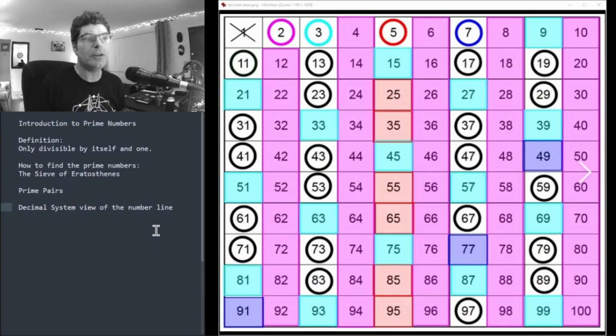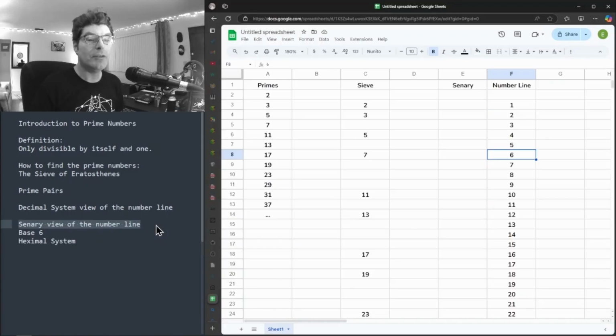Typically when we visualize the prime numbers, we do it in the decimal system because that's what we're used to. That's how we count. That's how we write the numbers. But there is a better way to look at them. If we instead viewed numbers in a base 6 system as opposed to a base 10 system, we would gain some advantages.